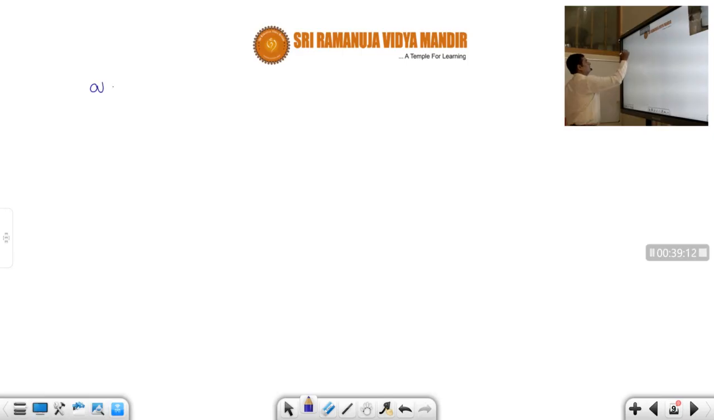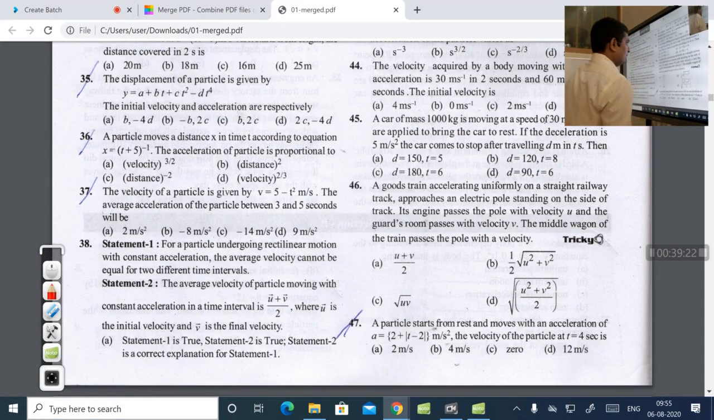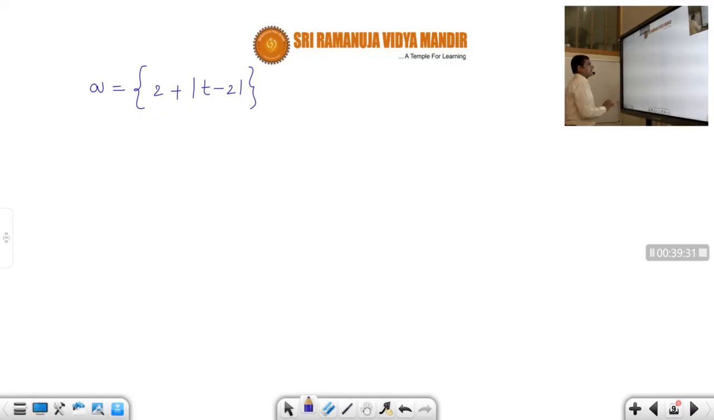A is equal to 2 plus mod of t minus 2, correct or not, students? 2 plus mod of t minus 2 meter per second square. The velocity of the particle at t equal to 4 seconds is, what is the velocity of the particle at t equal to 4 seconds? So first we need to calculate, they're asking velocity of the particle at t equal to 4 seconds.